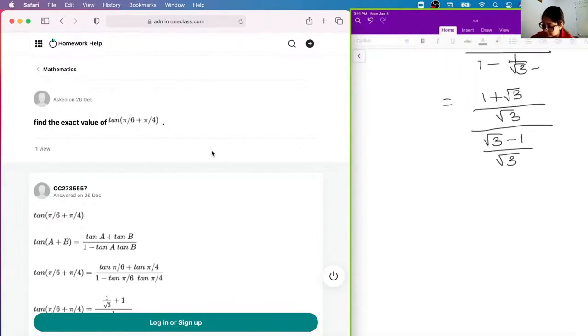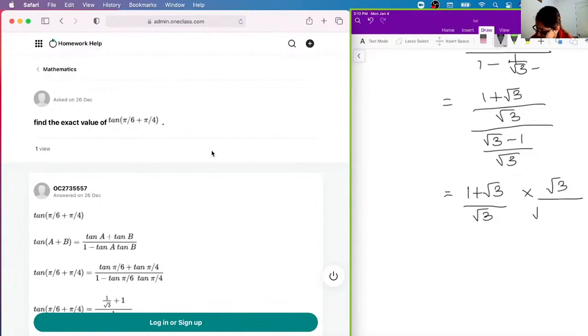Next, we're going to further simplify this. We have 1 plus root 3 over root 3, and if I flip the denominator, you have times root 3 over root 3 minus 1, right? So this root 3 gets cancelled, you can cross it out, and you have root 3 plus 1 over root 3 minus 1.